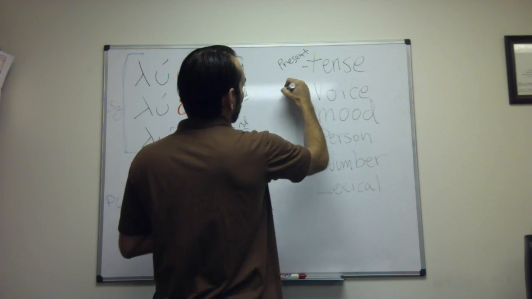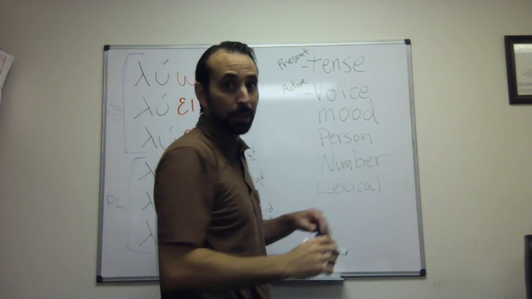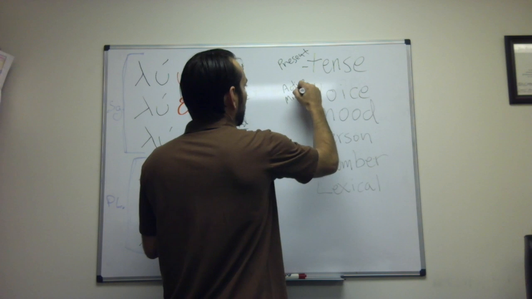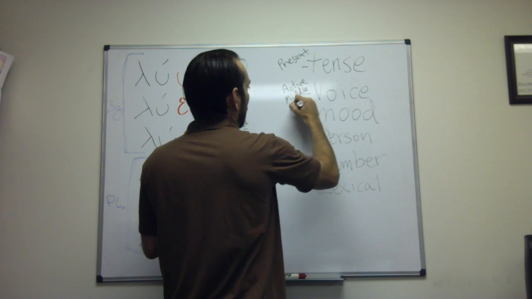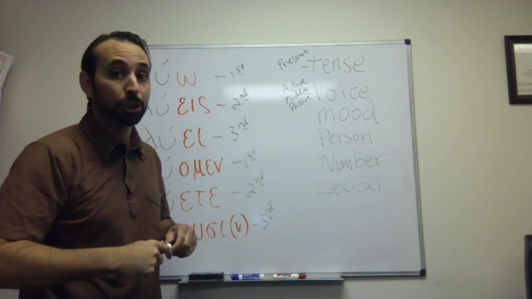Voice, you have one of three options. And this is true for every verb. You have active, you have middle, or you have passive. This is true for all voice. Active, middle, passive. Those are your three choices.